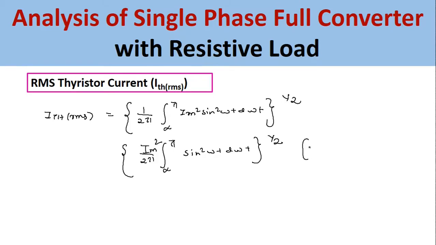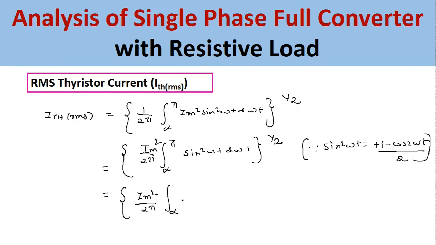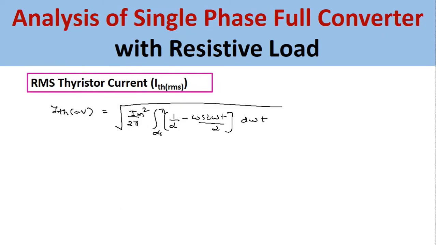Now we will put the formula of sine square omega t, which is equal to (1 minus cos 2 omega t) divided by 2. So this equation will be equal to Im square upon 2 pi integration from alpha to pi (1 minus cos 2 omega t) divided by 2 d omega t, to the power 1 by 2. The above equation can be written like this. Now we will integrate this bracket equation.